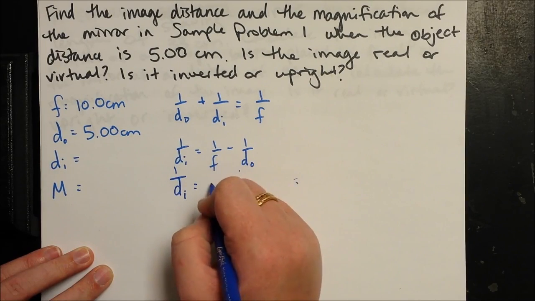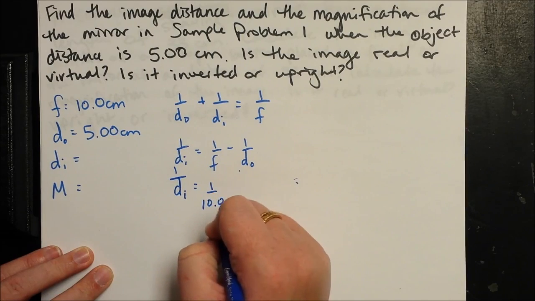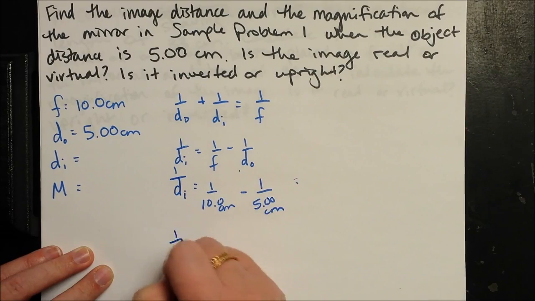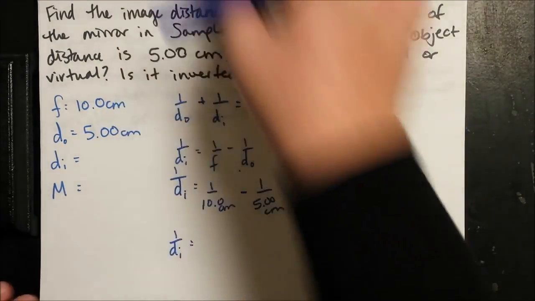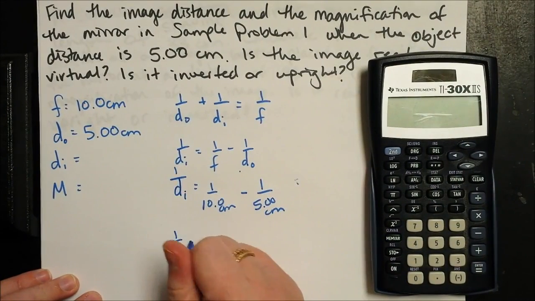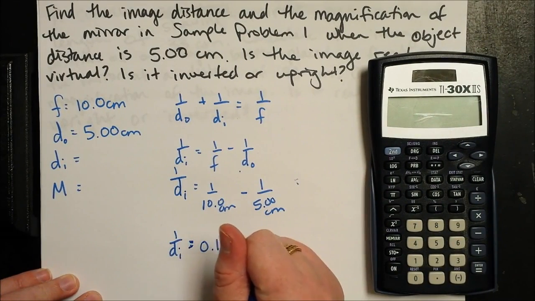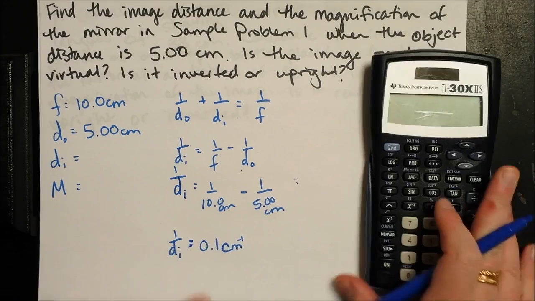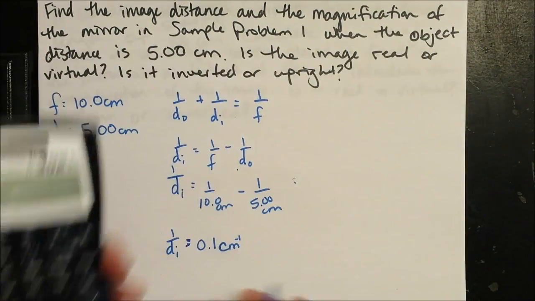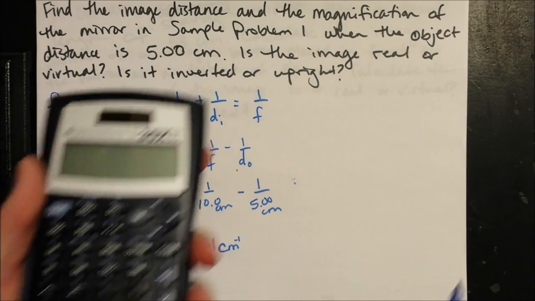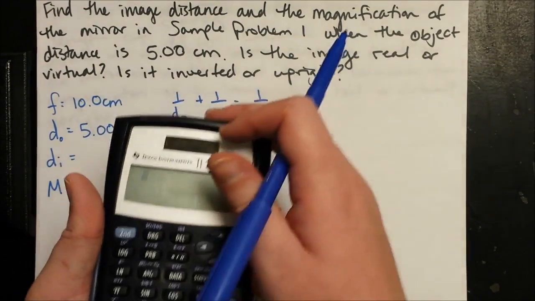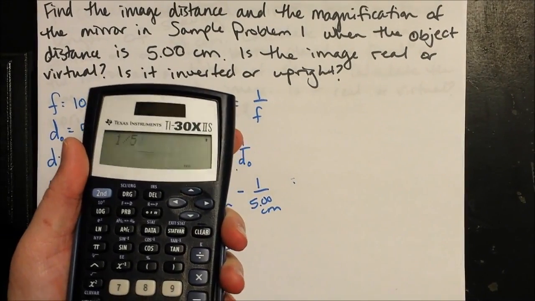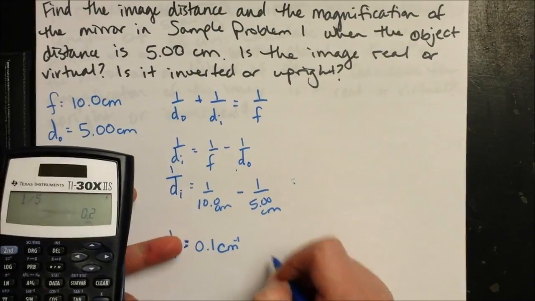1 over my image distance now is going to be 1 divided by 10 centimeters minus 1 divided by 5 centimeters. So 1 over my image distance then would be 0.1 centimeters to the negative 1 power, or 1 over centimeters. I just got that number from last time, but also it's 1/10. And 1/5, you could probably figure out what that one's going to be, but let's go ahead and show you how you'd plug it in if it wasn't easy mental math. We get 0.2, which is 1/5.